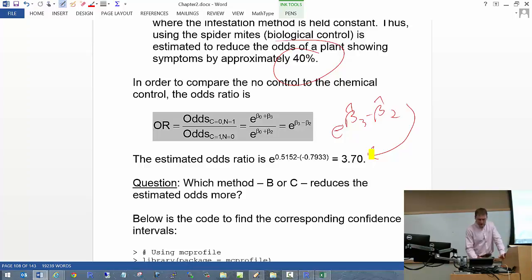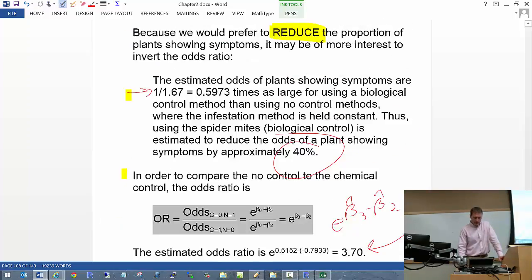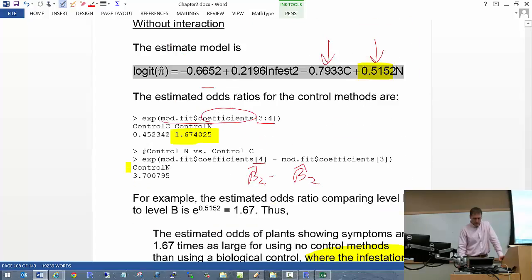So here's a question. Which method, B or C, reduces the estimated odds more? Let's go back to all three of them. I hear someone say C. Why? Well, yeah, you could look at the coefficient and see that too. I guess I was hoping that you would look at the odds ratios, since we were talking about odds ratios. But yes, you are right.